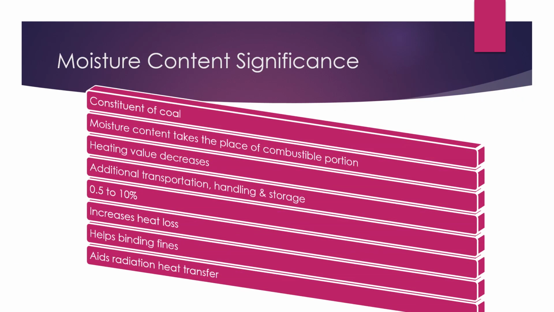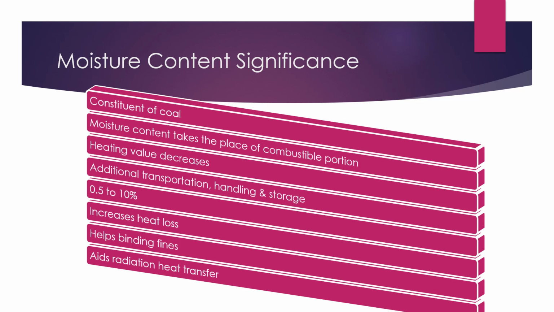Now, coming to the significance of moisture content. The moisture content of coal replaces the combustible matter of coal. Combustible matter generates heat and is an indication of the heating value of coal. When the combustible matter is replaced by the moisture content of coal, the heating value of coal decreases. The moisture content of coal varies from 0.5 to 10%.